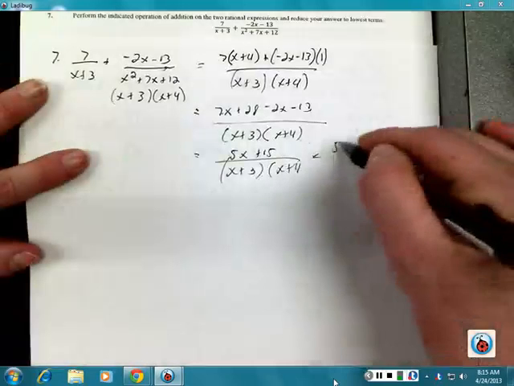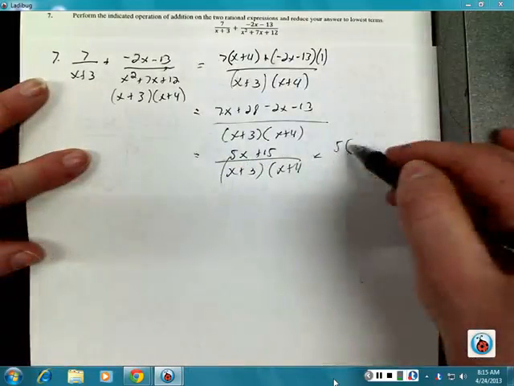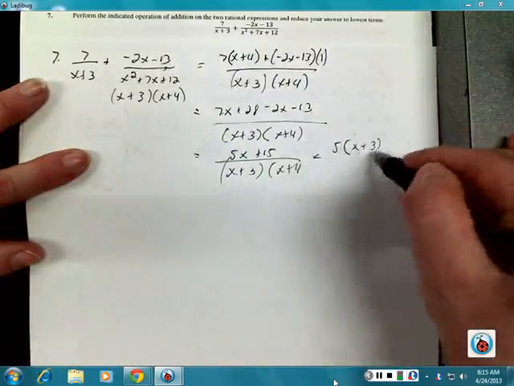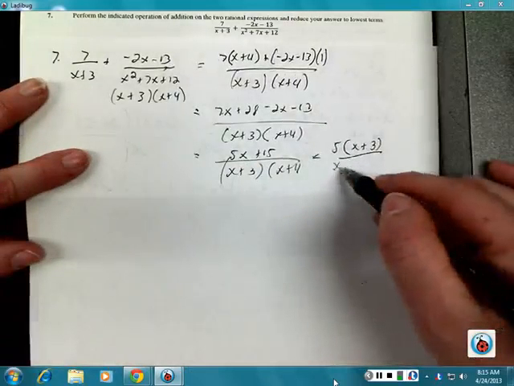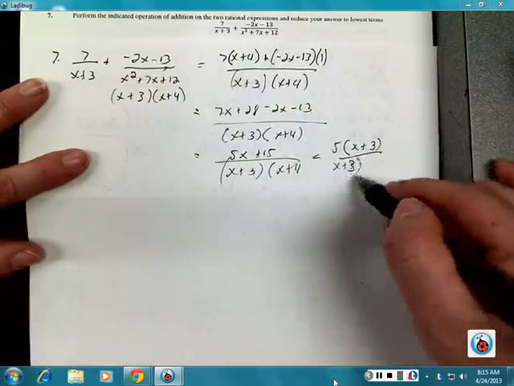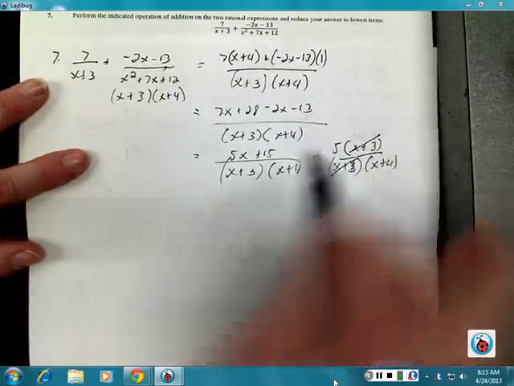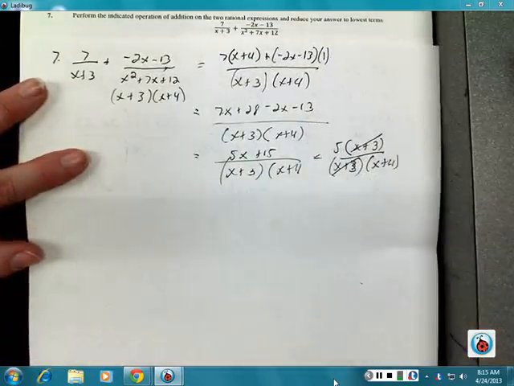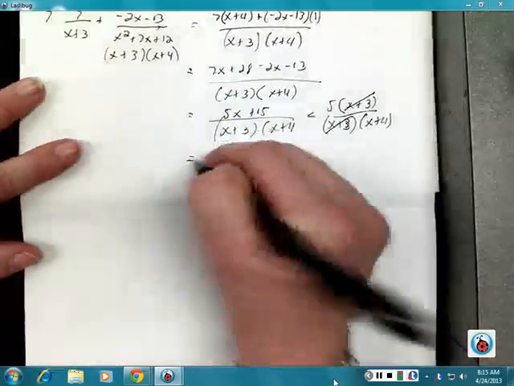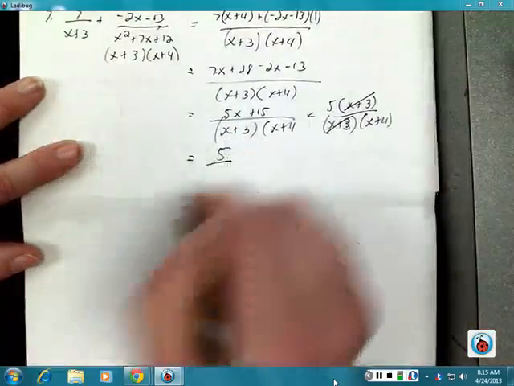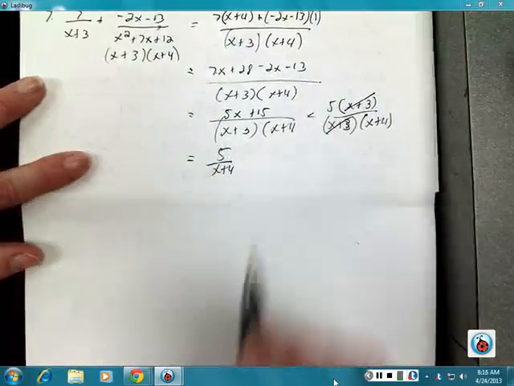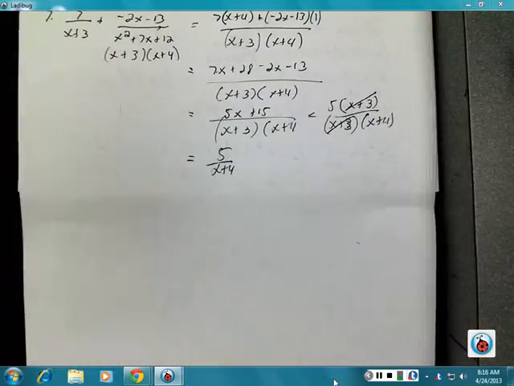Yep. Got to pull a 5 out of this first piece. So if I pull a 5 out of there, I'm left with x plus 3 all over x plus 3 times x plus 4, but now I got one more cancellation to do. So that x plus 3 cancels. So my true final answer is 5 all over x plus 4. So make sure that you reduce everything and you work your stuff through.